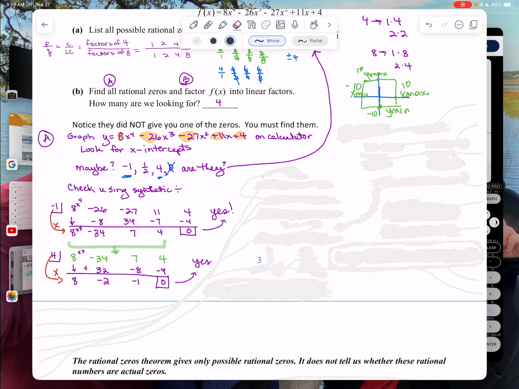So now I've gotten -1 and 4. I've got 2 of my zeros. Now I could keep going. I could guess 1/2, but do you really want to put 1/2 on that shelf? I don't want to put a half on the shelf. And notice I went from x to the 3rd. I am now at x to the 2nd. Well, we now know how to solve x to the 2nd.